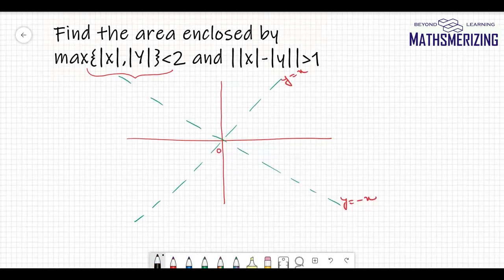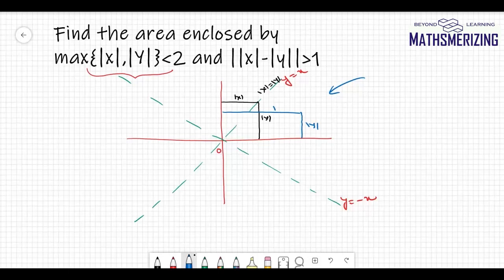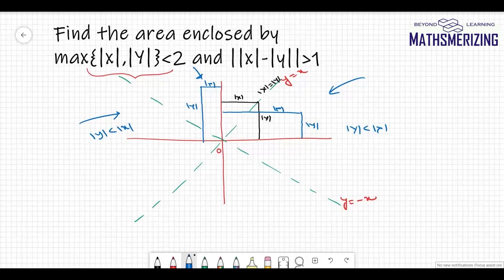Now what we know is any point on these lines is equidistant from the x-axis and y-axis. That is, distance from the y-axis is mod x, and distance from the x-axis is mod y. So in this case, mod x is equal to mod y. Now in this region, if I take any point, it'll be closer to x than y. So this is your mod y and this is your mod x. So clearly, mod y is less than mod x. And in the same way, for this region also, mod y is less than mod x. Now for any point in this region, it'll be closer to y than x. In this region, mod x is less than mod y. And here again, in this region, mod x is less than mod y.